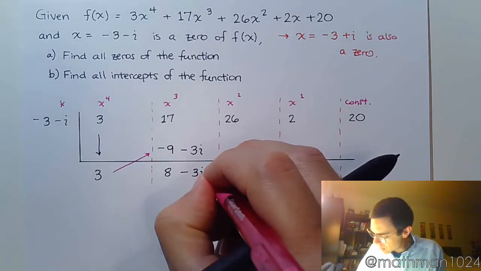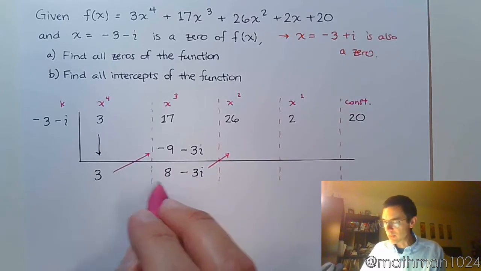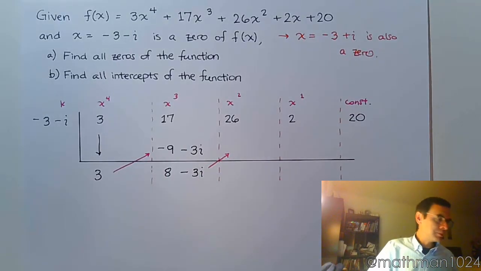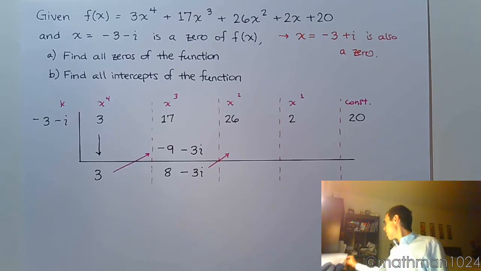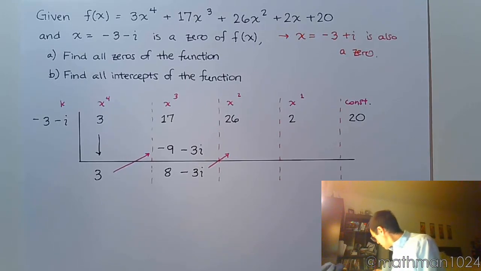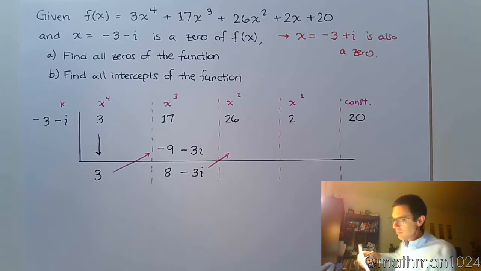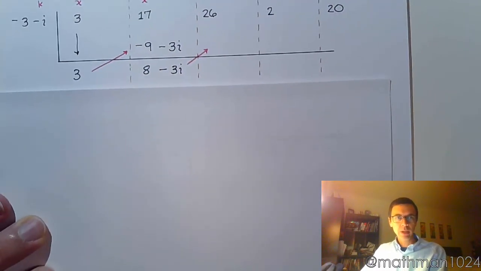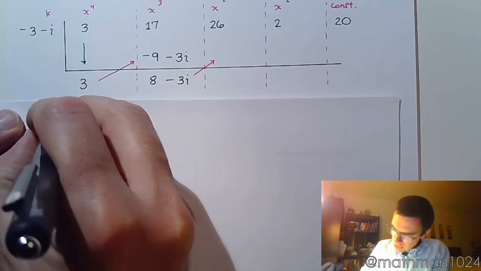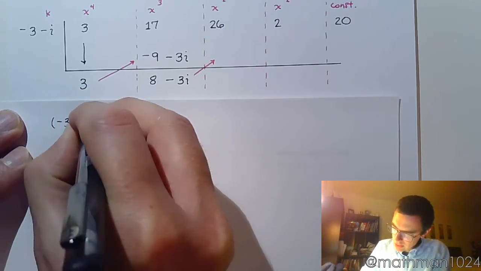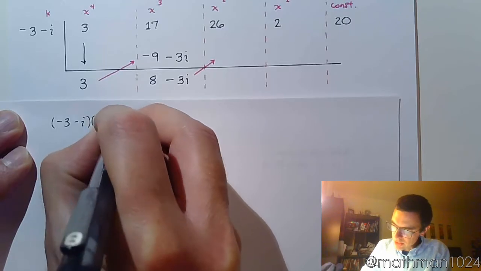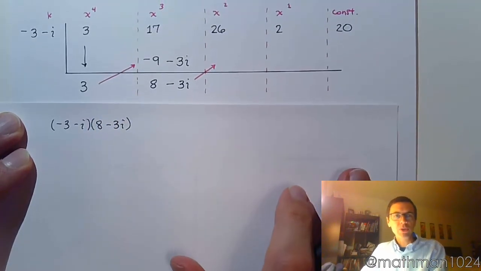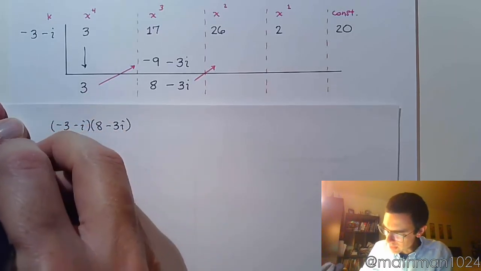And then we need to multiply this complex number times that complex number. Now, if you feel like you don't want to try to cram everything in, you can just grab a piece of scratch paper and we can just scratch things out. So what we need to do is work on this product here, negative 3 minus i times 8 minus 3i. So just taking a piece of paper off to the side so that we can multiply this out.